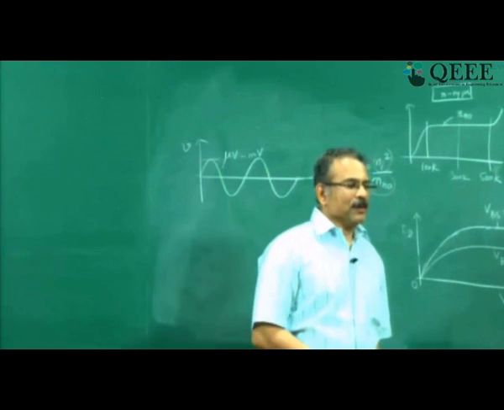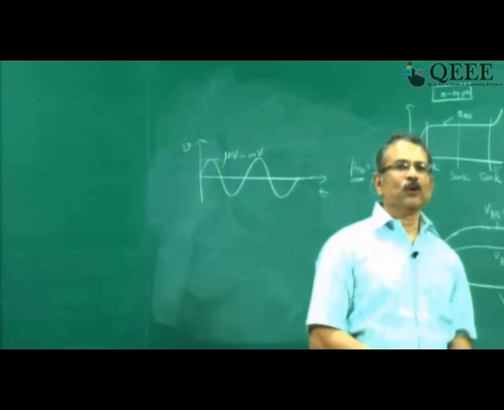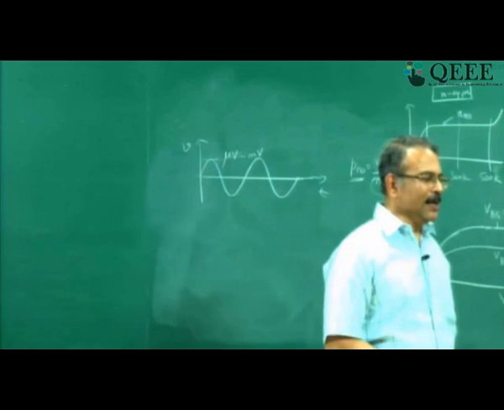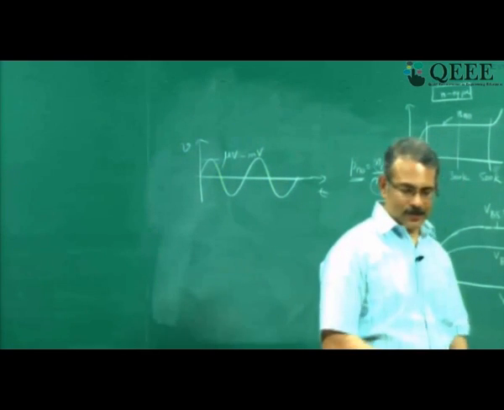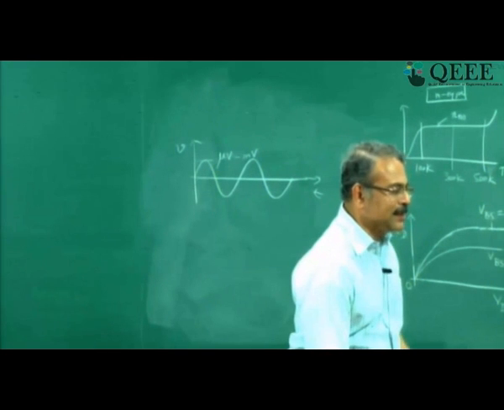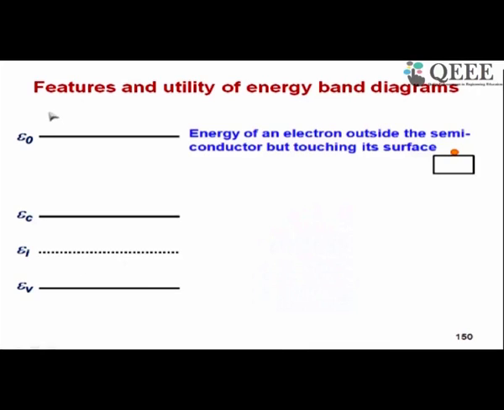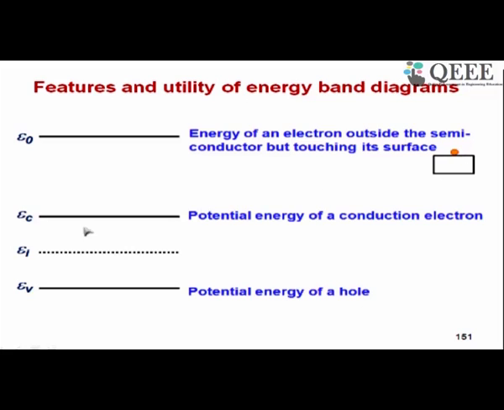So there are these 4 levels you must have come across: EV, EI, EC and E0. Let us see what these levels mean. E0 is the energy of an electron outside the semiconductor but touching its surface. EC is the potential energy of a conduction electron, that is an electron inside the semiconductor which is free to move everywhere. EV is the potential energy of a hole.